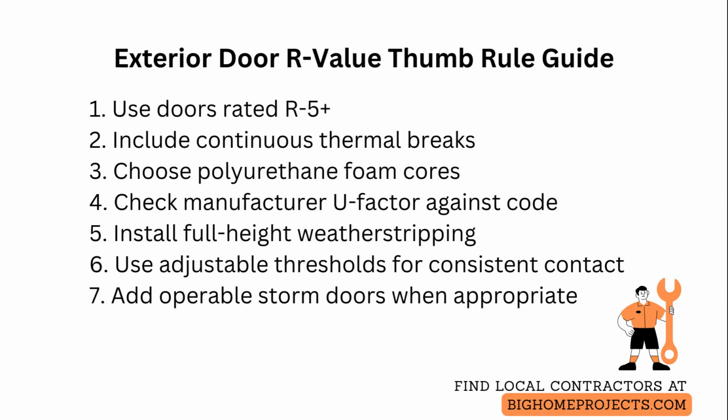R values. Improve installed performance by installing full-height weather stripping that compresses without binding, using an adjustable threshold to keep consistent contact, and sealing the jamb to frame gap with low expansion foam applied sparingly to avoid frame distortion. Consider adding an operable storm door where appropriate to create an air buffer. A properly ventilated storm door reduces convective losses and extends the life of weather seals.